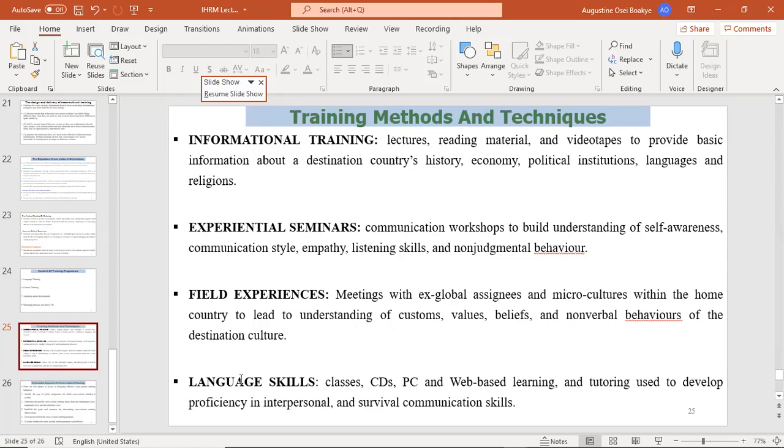And the third one is also language skills. It can also be taught through classes, recorded series where you'll be listening and practicing, computers, web-based learning, tutoring used to develop proficiency in interpersonal and survival communication skills.